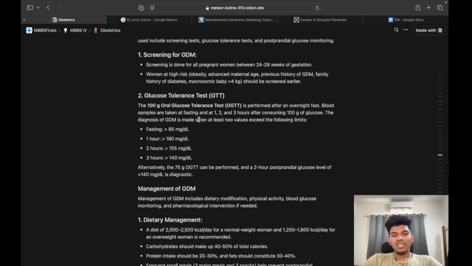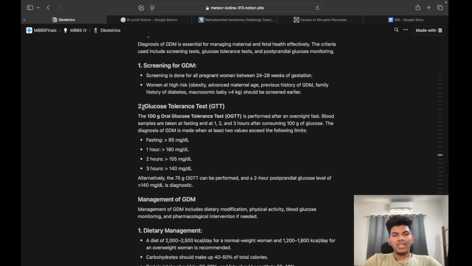Coming to the screening specifics, there is something called the glucose tolerance test, wherein a 100 gram oral glucose tolerance test is done after an overnight fast. Blood samples are taken at fasting and 1 to 3 hours after consuming 100 grams of glucose. The diagnosis is made when at least 2 values exceed the following limits.